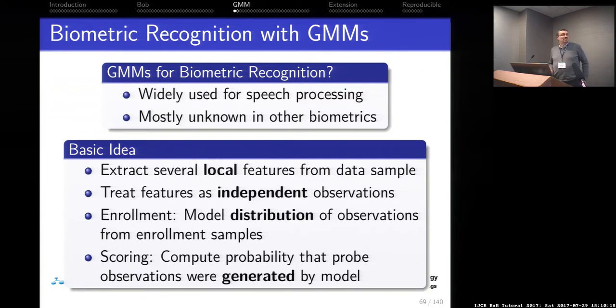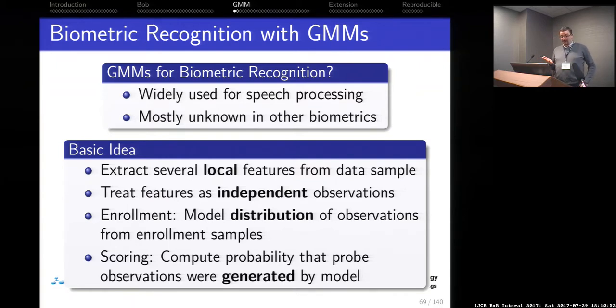So they are widely used for speech processing, GMMs, Gaussian mixture models, to model the speech signals. But they are mostly unknown in other biometrics, although we have shown that they actually work quite well also for face. And the basic idea is that we extract a lot of local features from a data sample. And instead of concatenating these local features into global features, we treat all these features as independent observations of the same object.